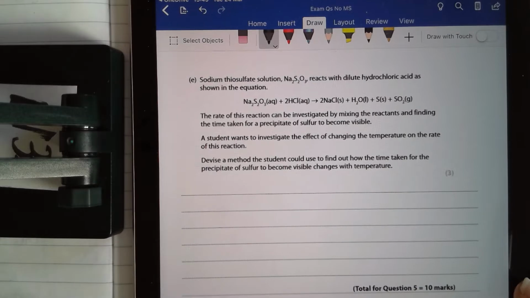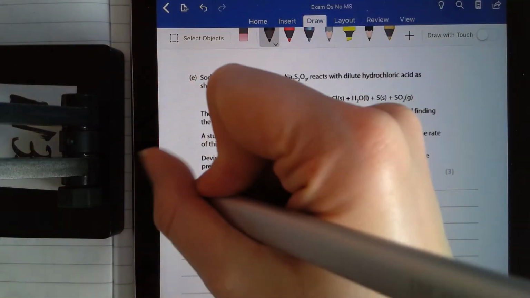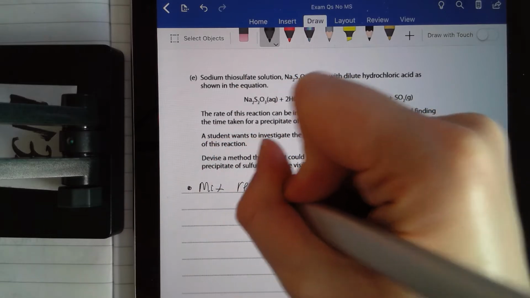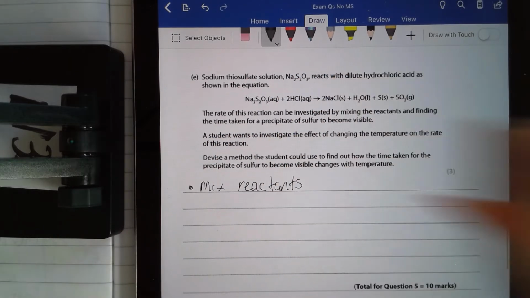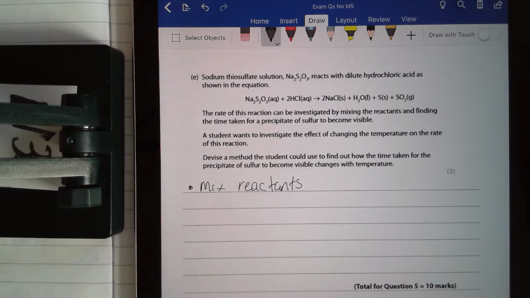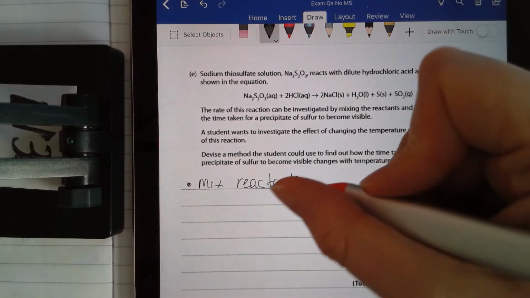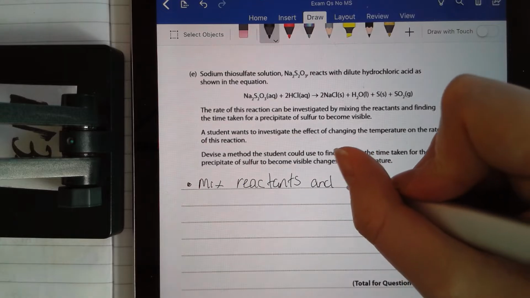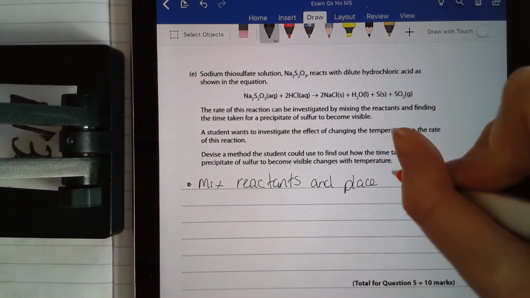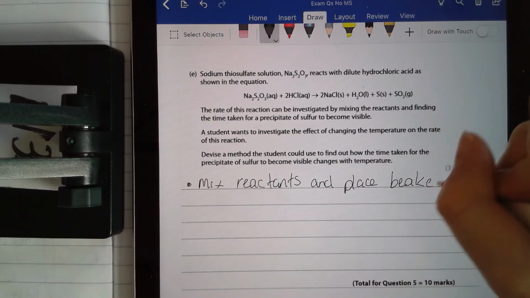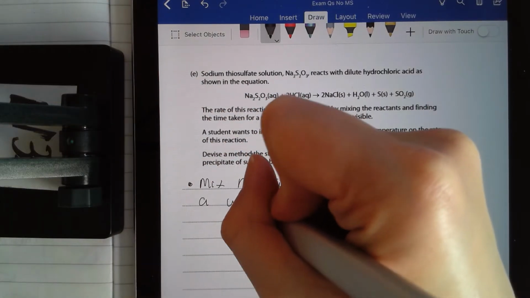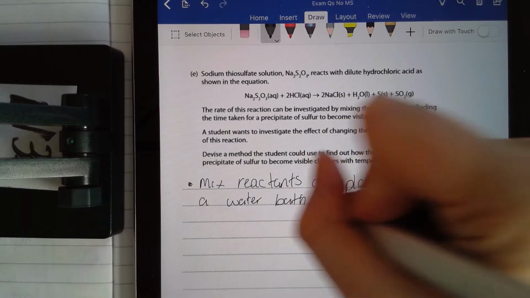So what I'm going to say is I'm going to say mix the reactants, okay, and you're doing this at different temperatures, so you need to specify how you're going to do that at different temperatures. So how are you going to heat them? So I'm going to say mix reactants and place beaker in a water bath set to different temperatures.